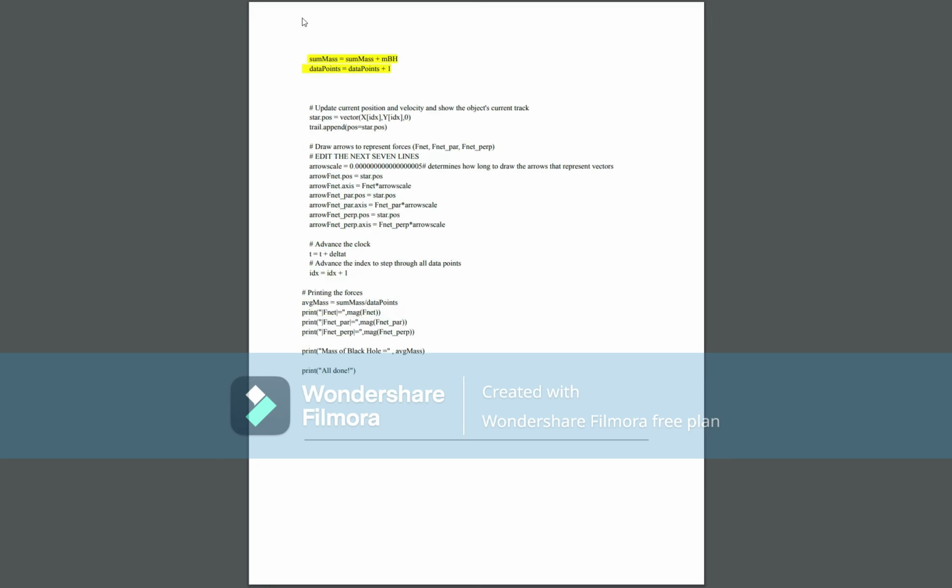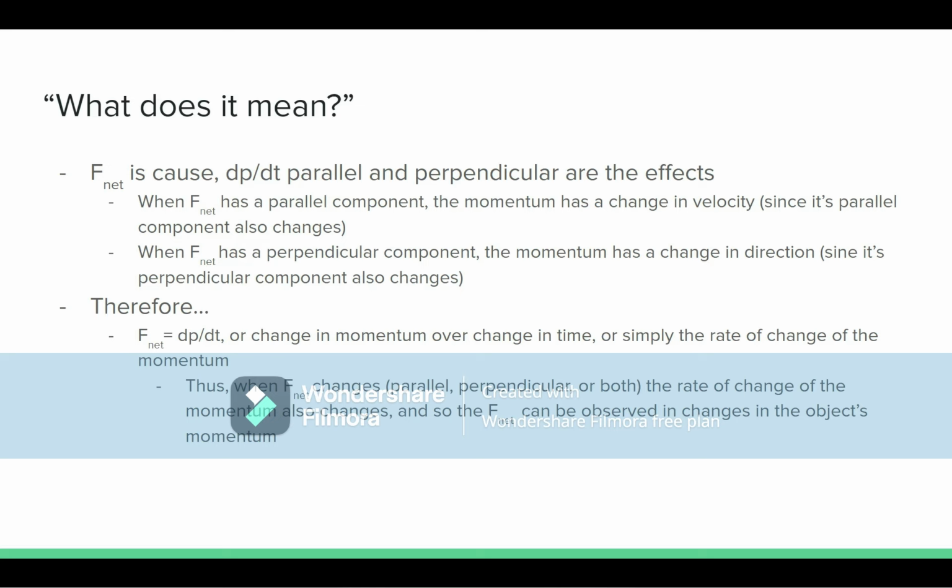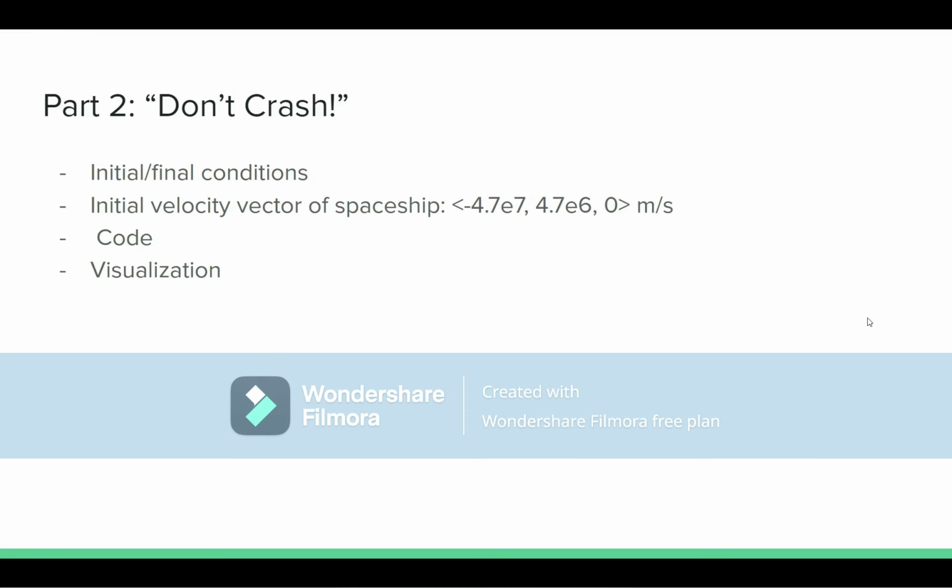Here we take the average of all the masses we find to get one average value. The net force differs from the rate of change of momentum because the rate of change of momentum is the result of the net force. When we observe an object in motion, the result of the motion is because of a rate of change of momentum, and the cause of that change is the net force, whether it be in the parallel and or perpendicular directions. When there is a net force acting on an object, the result of that net force is a change in the rate of momentum.